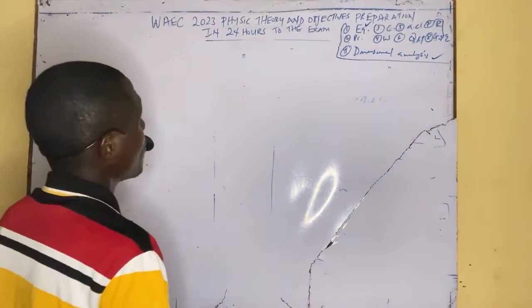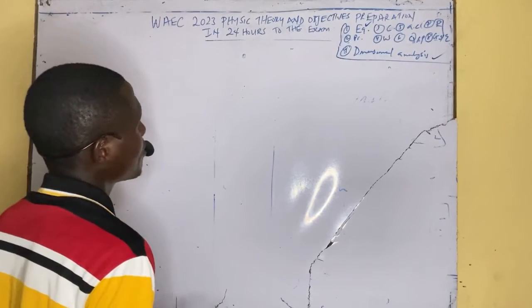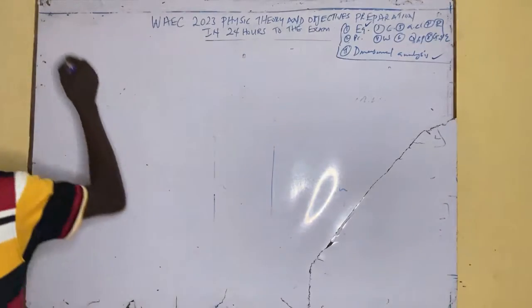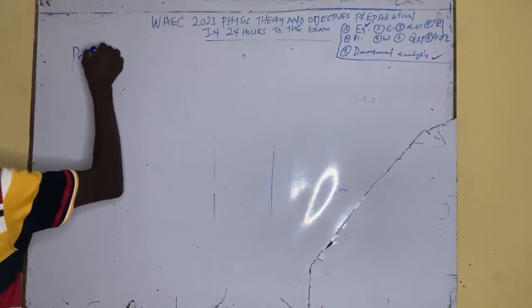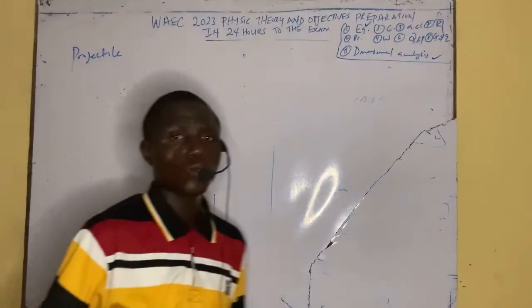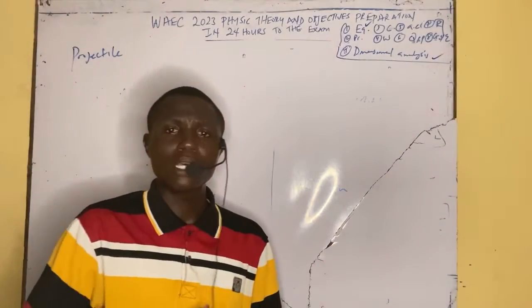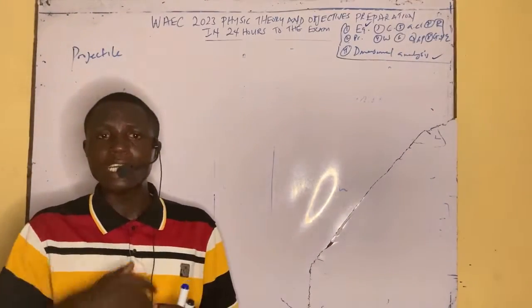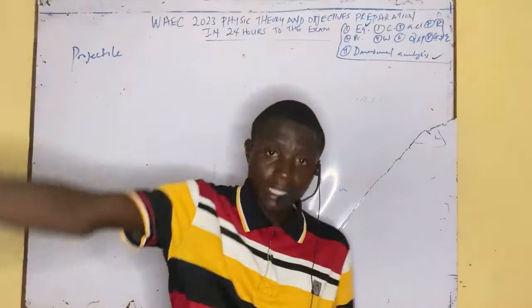Now we have talked about the equations of motion and dimensional analysis. Now let's go to projectile. I told you that projectile has to do with the motion of a body in a parabolic path, in a trajectory path.